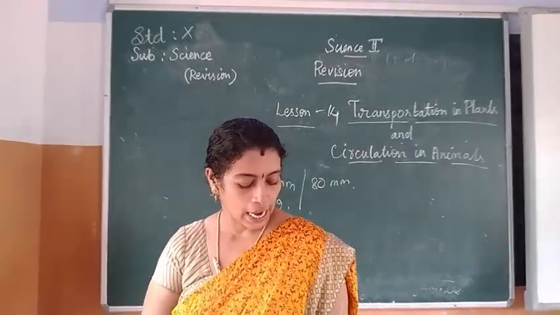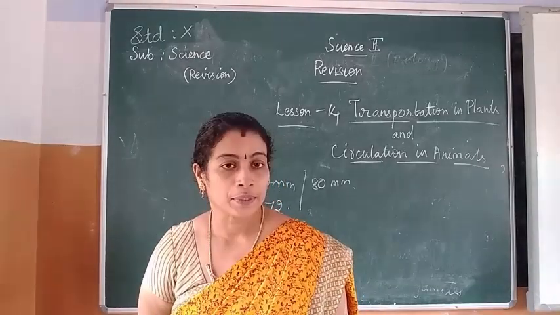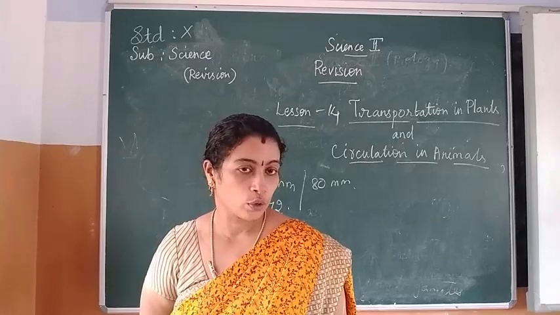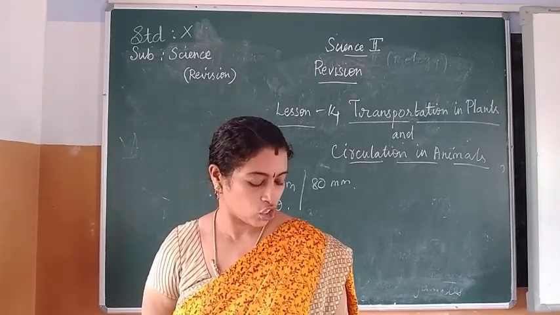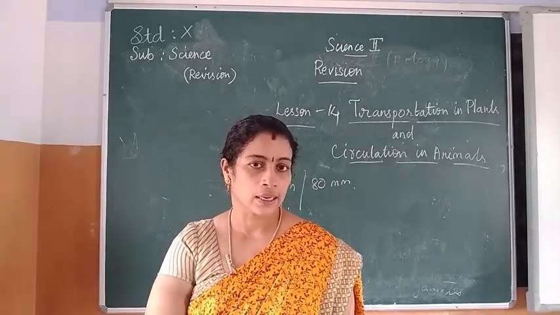Once again, listen. AB blood group, absence of antibody. O group, absence of antigen. Eosinophil, allergic condition, and neutrophil, inflammation. So this is our second section.